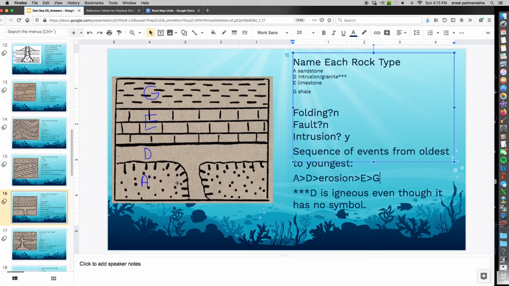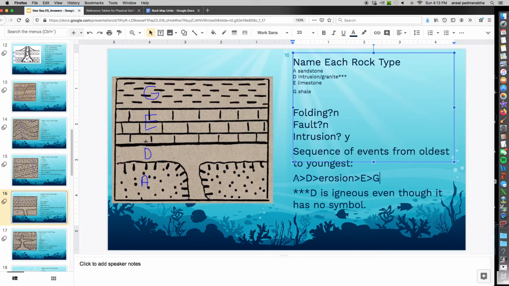What's cooking here? Well, we know A was deposited, and then we know D came through. And we know D came through next because there is contact metamorphism all along this interface right here. All along right here, we would expect to find quartzite, and then it would transition to sandstone. But if you take a look up here in this limestone right here, limestone is not baked at all.